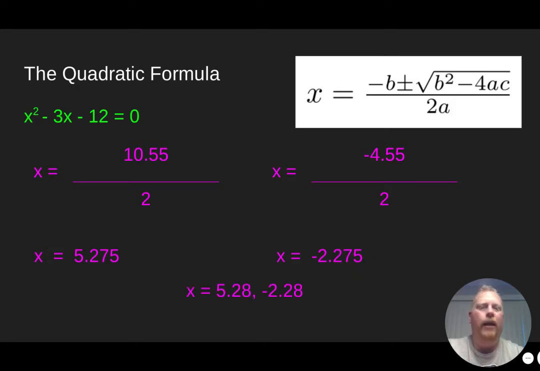Okay, and let's go ahead and round those. My rule of thumb is rounding 2 places. So my 2 answers are 5.28 and negative 2.28. Okay, and that's how you use the quadratic formula. Now, I imagine a lot of this just went right over some people's head. So let's go ahead and do a few more examples and see if we can solidify this a little bit.